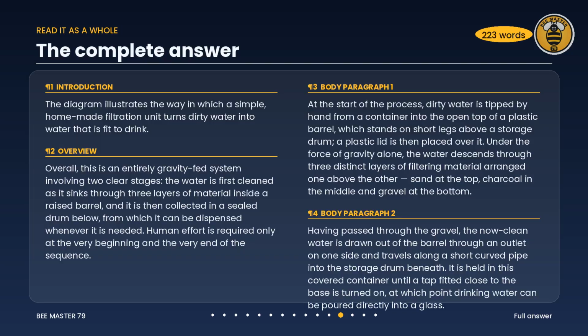Here is the complete answer on one slide. 223 words, which is comfortably above the minimum without being bloated. Aim to write it in about 18 minutes, leaving 2 to check your spelling and your verb endings. Pause the video here and read it through as a whole, paying attention to how each paragraph hands over to the next.